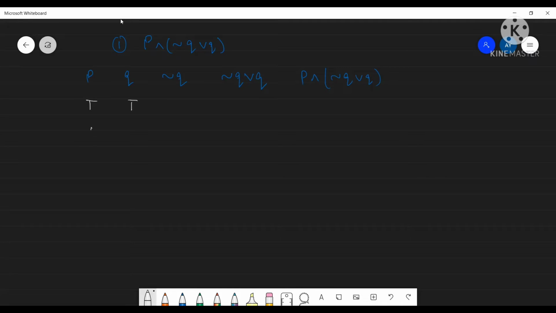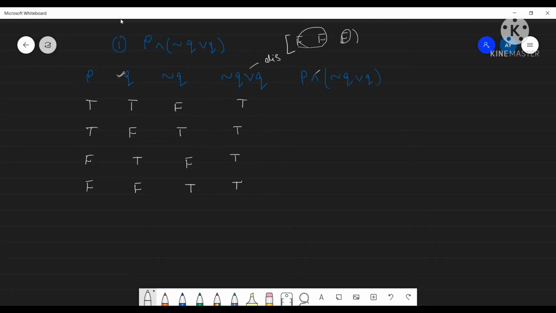So what values do you have to write? True, true, true, false, false, true, false, and false. What is negation Q? Opposite to this. Not true is false, not false is true, not true is again false, not false is true. What is or? Or is disjunction. What is the condition for disjunction? If both are false, then only it is false, otherwise it is true. Here there is no case where both are false, so all the elements will be true.